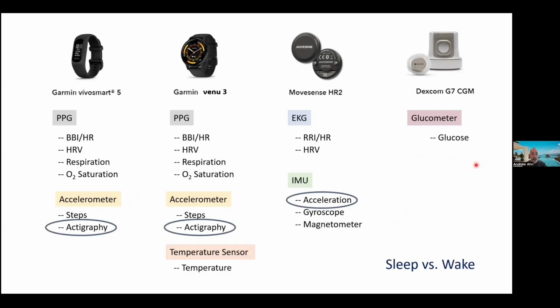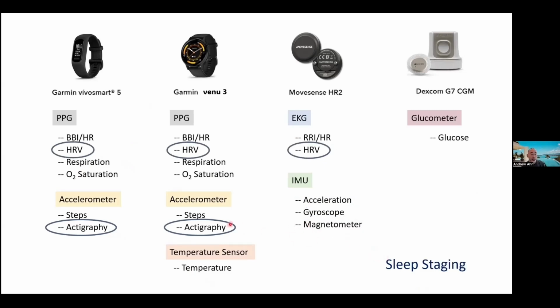So let's go through some of the sleep measures that I talked about previously. In order to classify between sleep versus wake, you can use the Garmin watches or the Movesense, using actigraphy from this information, or you could use heart rate variability, or even some of the magnetometer information, which gives you some information about your posture, whether you're upright or lying down as well.